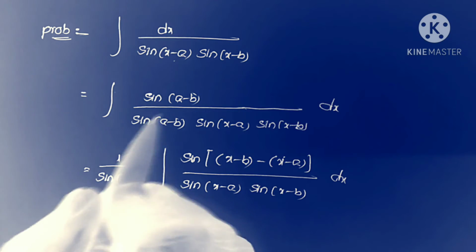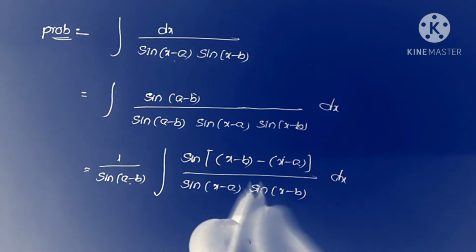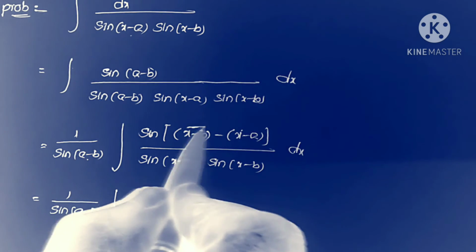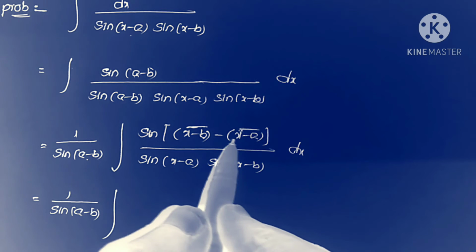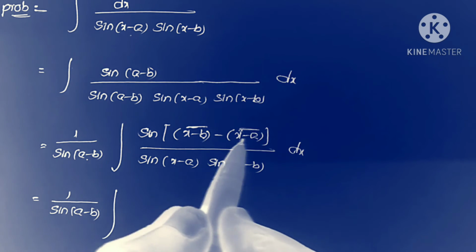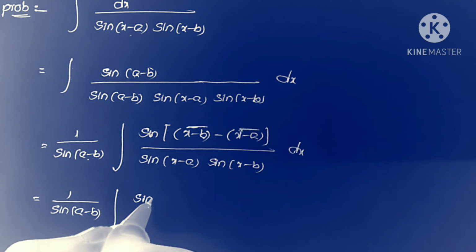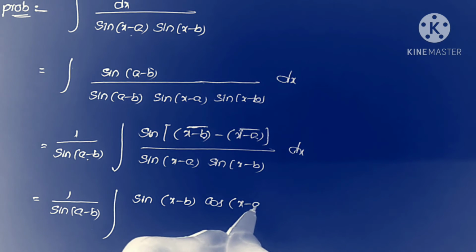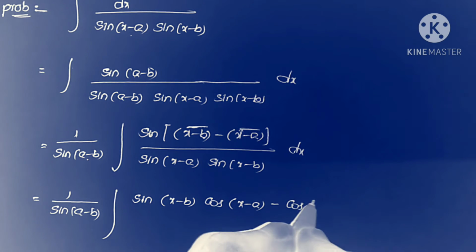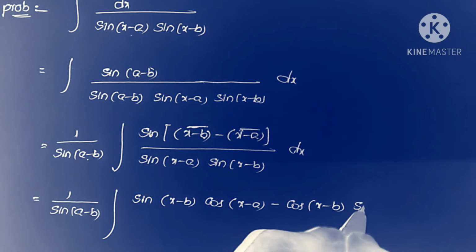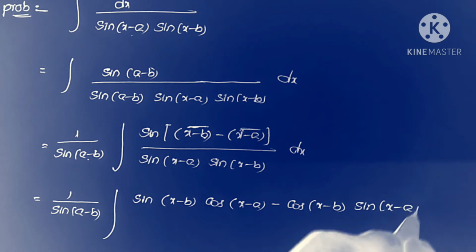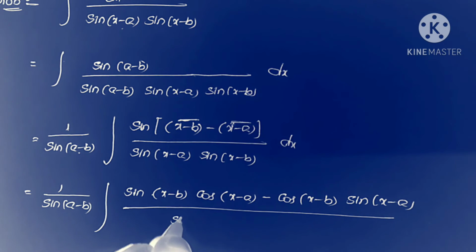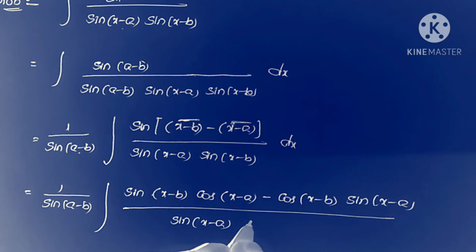So first we take this value before the integration and we made this term like that. Now this is equal to 1 by sine of a minus b into, which is in the form of sine of a minus b. What is the formula for sine a minus b? Sine a cos b minus cos a sine b. That is sine a sine x minus b into cos b cos x minus a minus cos a cos x minus b into sine b sine x minus a.